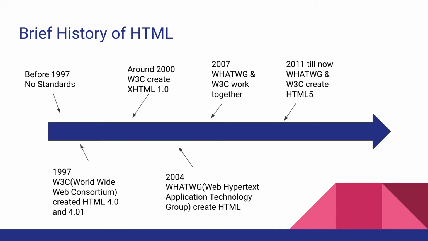And in 2004, here comes another organization. It's called WHATWG, the Web Hypertext Application Technology Working Group. And this organization created HTML. So as you can see right now, there are two different organizations: there's W3C and there's WHATWG.